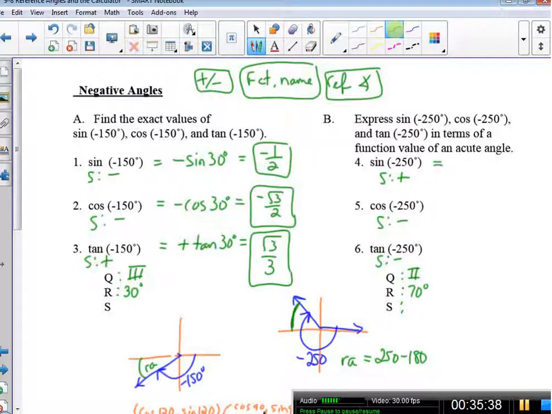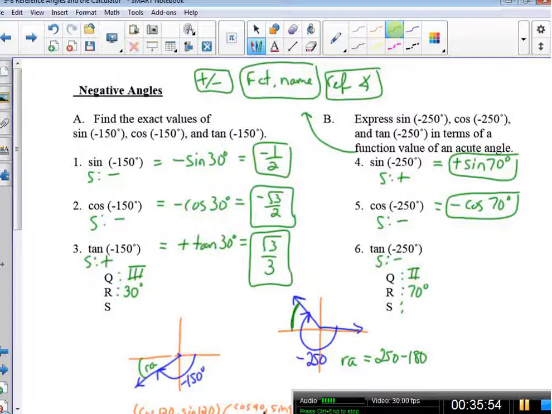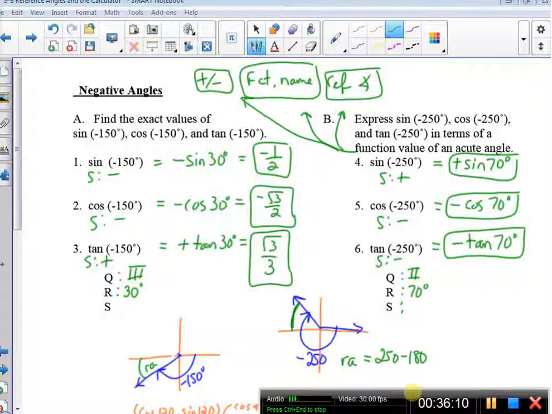So sine of negative 250 is equal to positive sine 70, and that's all they want. Cosine of negative 250 is negative cosine 70. I wrote it as a function of a positive acute angle. That's what this is all about. Okay? Tan of negative 250 would be negative tan 70. And if you plug tan negative 250 into your calculator and negative tan 70, they would be the same. All right, that's it.